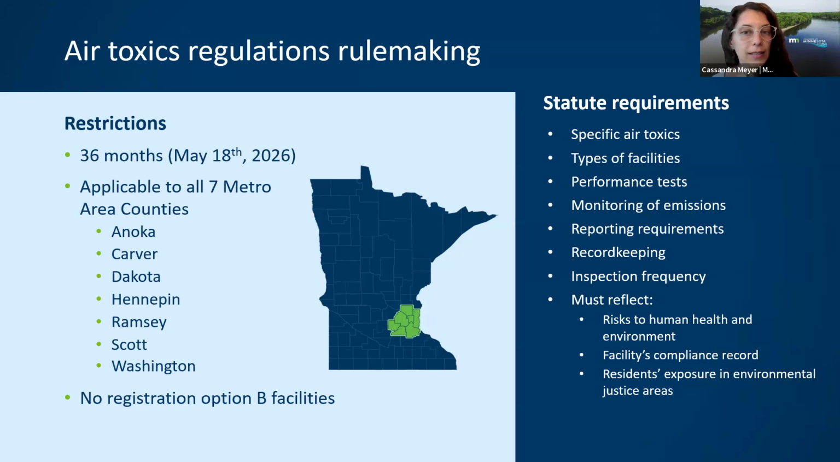We previously asked for specific input on how we should accomplish this last point, where the rules must reflect exposure of residents in environmental justice areas. And we're bringing that question back because we'd like to continue receiving input on this, because again, these rules will apply everywhere within the 7-county metro area. So we'd like to hear your thoughts on how to work out this nuance.